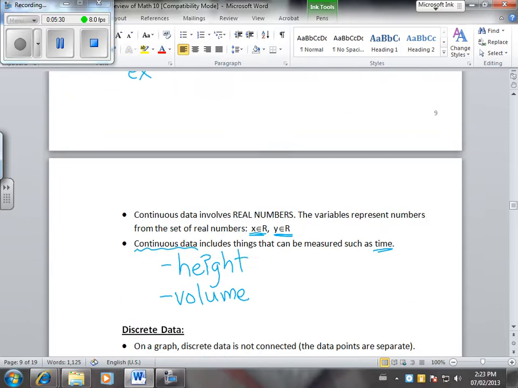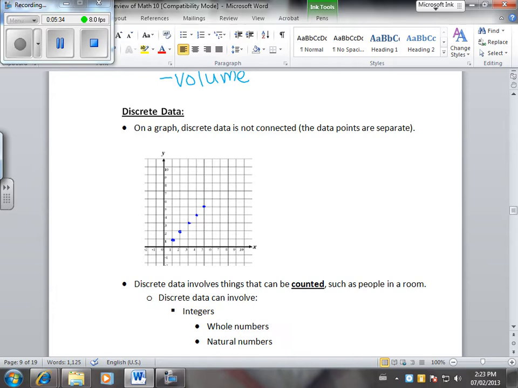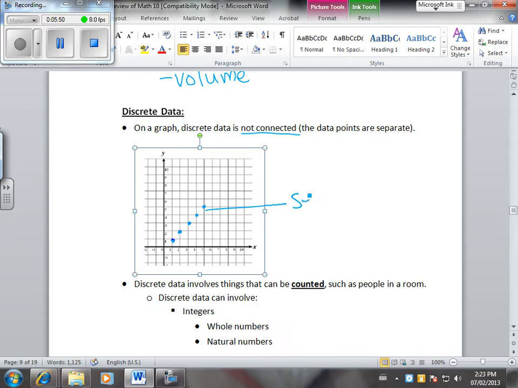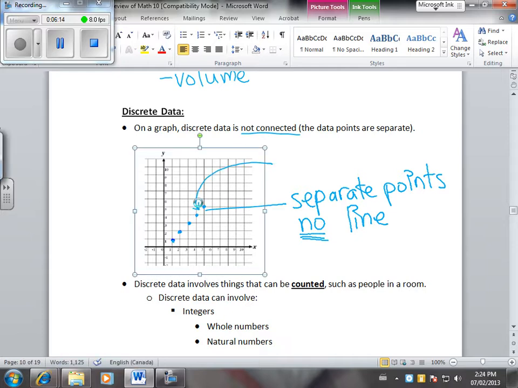Then discrete data on a graph would not be connected. You can see this here. Here are some dots on the graph, and they do not have a line between them. They are separate points. There's no line. And because they're separate points, there are no data points in between. I drew it to here, but it would be in between each data point. There are no data points in between.